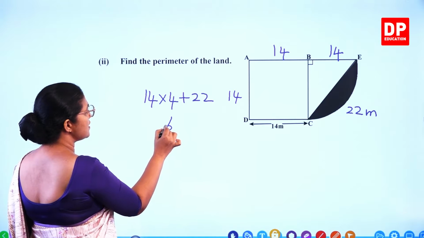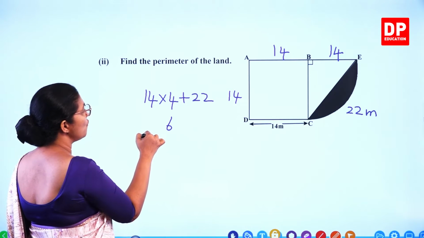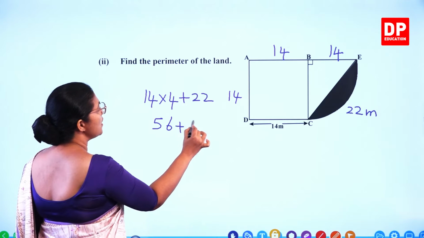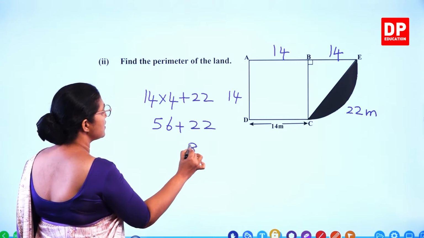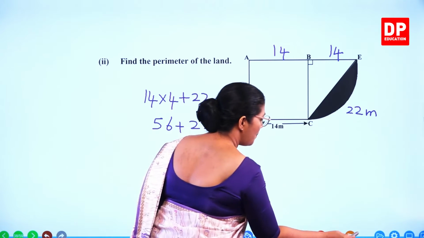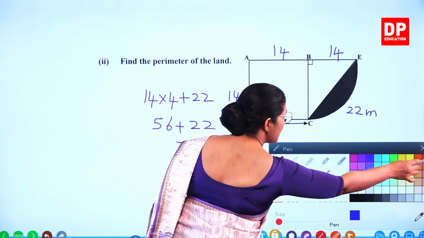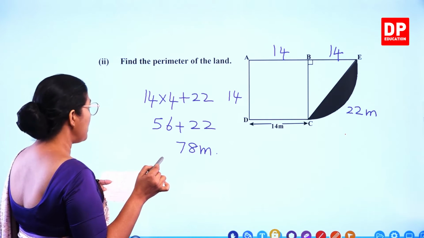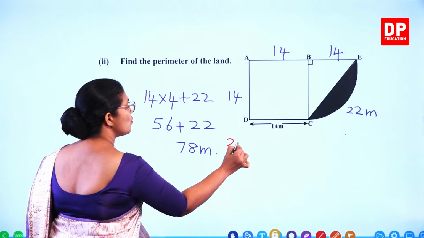4 times 4, 16. 1 remaining. 4 times 1, 4. Plus 1, 5. Plus 22. You get 78 meters as the perimeter of this land. You have to take only the outer length. So let's see how many marks for this part. That's 2 marks.